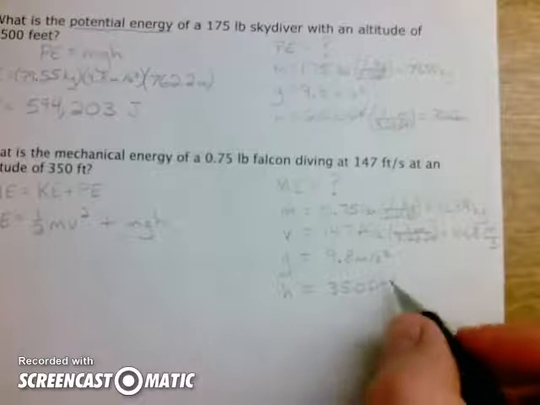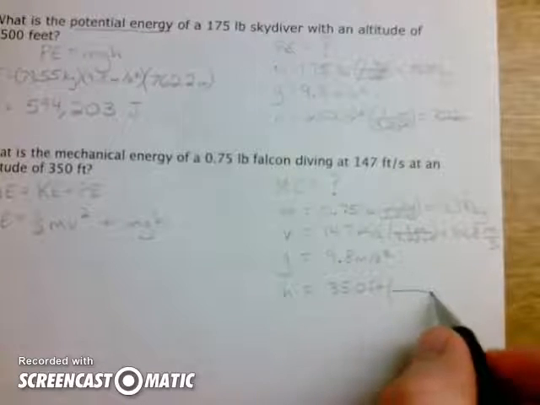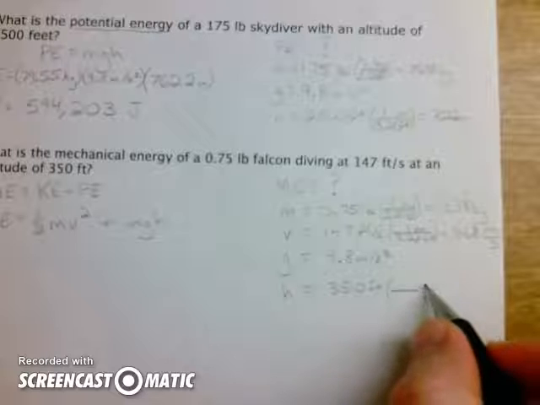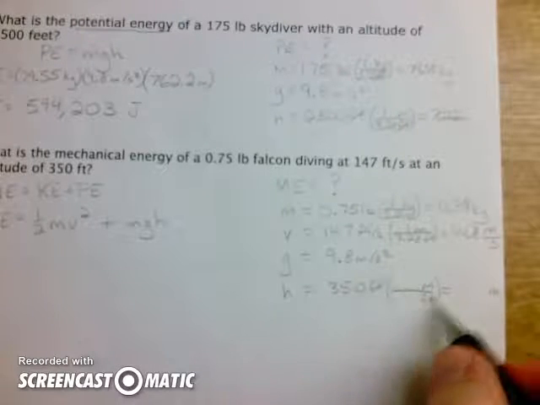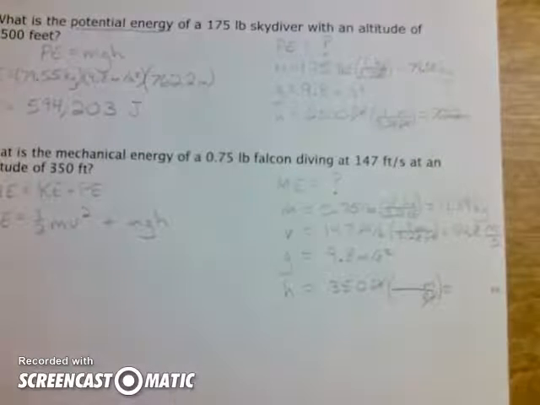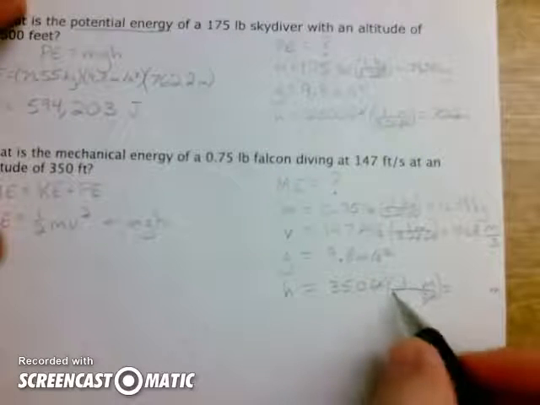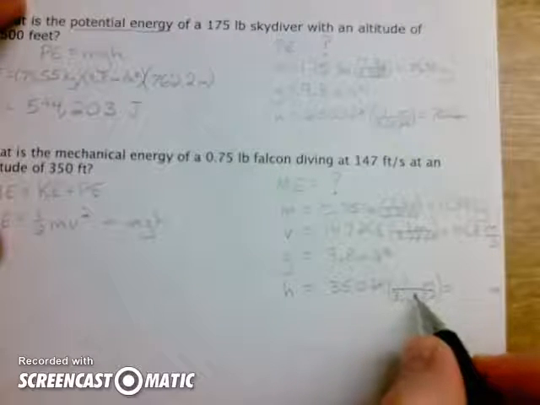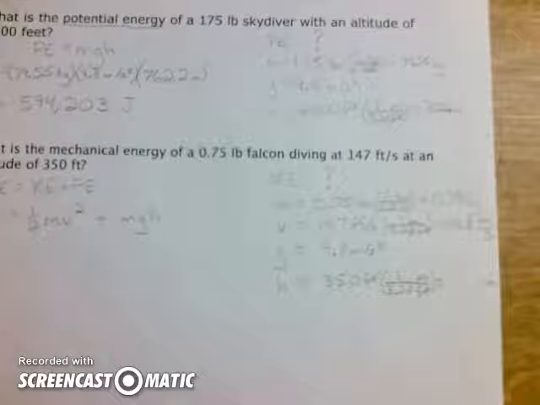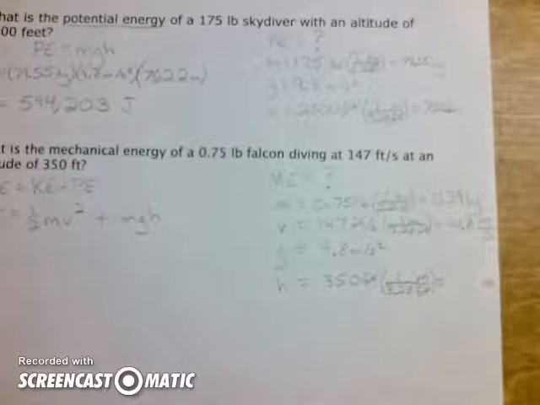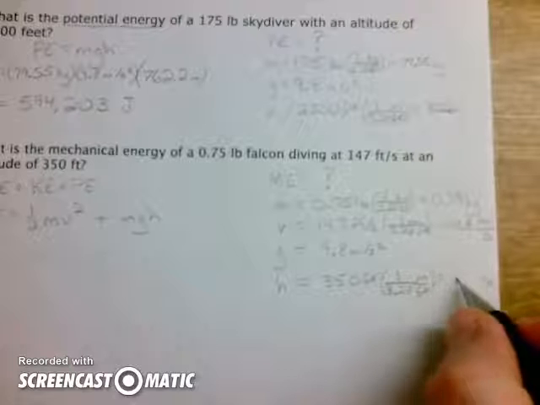G, I don't need to do anything to. Now I've got to convert feet to meters. Feet on the bottom, meters on top. That's how we do the one-step conversions. Feet cancel feet. And 350, let's write our numbers here. 1 meter is 3.28 feet. 350 divided by 3.28 equals 106.7 meters.